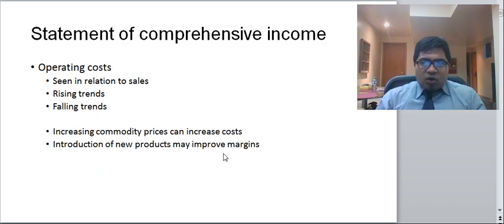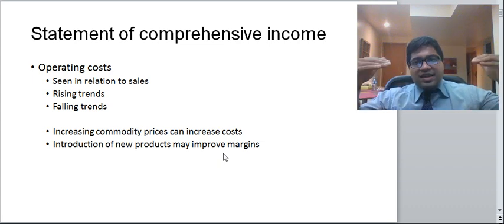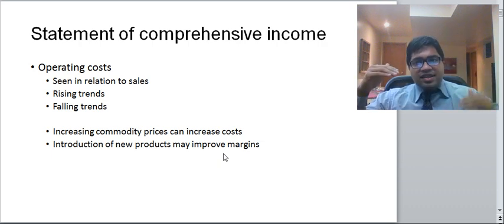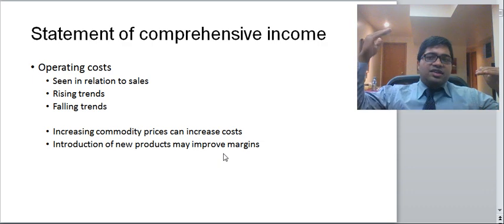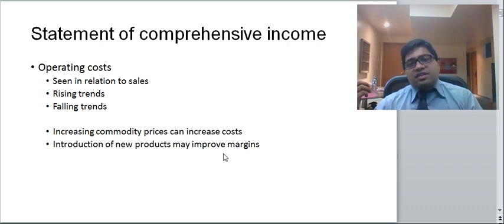Next is operating costs. Operating costs are generally manufacturing costs that go into making the finished product. They are always seen in relation to sales. So if sales are increasing and costs are increasing at the same pace, the ratio would remain the same. But if sales are growing faster than your cost, then you are adding efficiency. But if sales are growing slower than your cost, so your cost is increasing but sales are not increasing to that extent, then you're losing efficiency. So operating cost should always be seen in relation to sales.